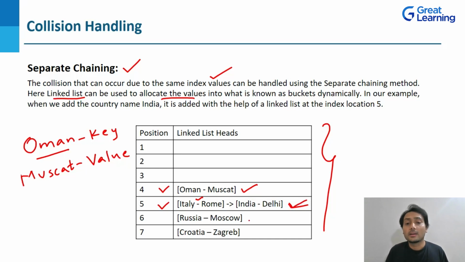Then we have another country, that is Russia, whose capital is Moscow. We don't have any problem, and similarly with Croatia. Fine. So this is how we are going to solve the collision handling with the help of separate chaining, wherein we are going to use a linked list. Next up, we'll try to see one more solution for this collision handling.